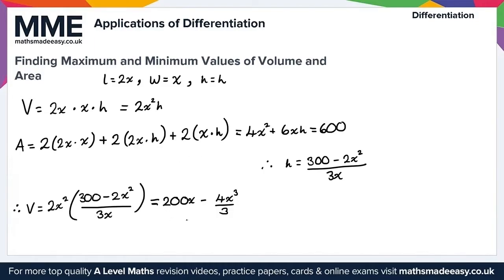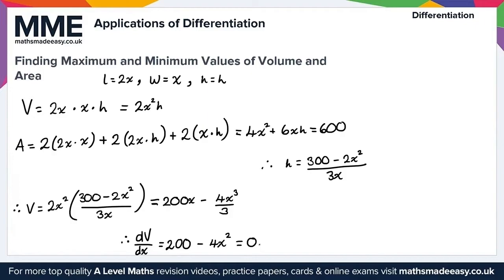If we differentiate with respect to x, we get dV by dx. That would give us 200, going term by term, and minus 4x cubed over 3. Well, what would that give us? That's going to give us minus 4x squared. So minus 4x squared, and what we do here is set this equal to 0.